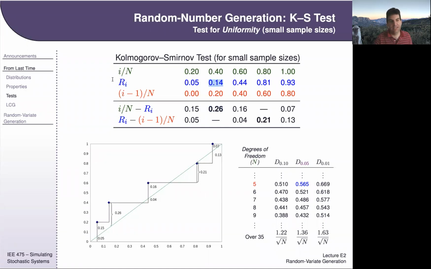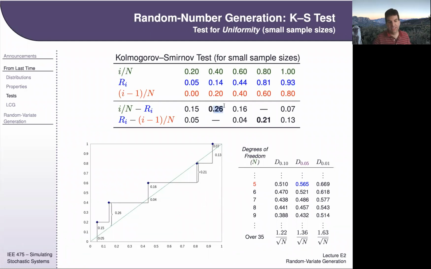And if you use those indices, then this I over N tells me that I had 5 samples. And so this right here is 1 divided by 5. This is 2 divided by 5, 3 divided by 5, 4 divided by 5, 5 divided by 5. So the I is just the index in the ordering after you've sorted the numbers.